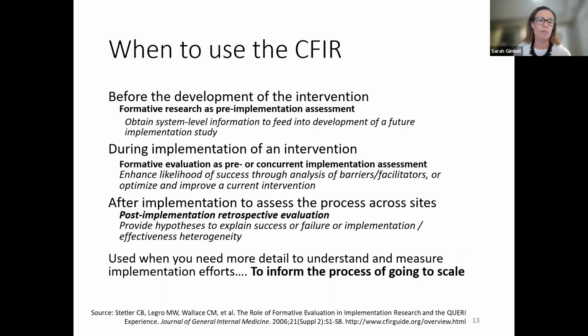So when do we use the CFIR? You can use CFIR in a lot of different places.